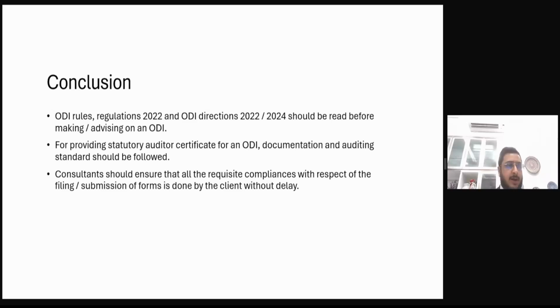So the conclusion is, when you're doing an ODI, you have to go through the rules and regulations of 2022 and the ODI directions of 2022, which are also updated in 2024, and you should read them before you do an ODI. The statutory certificate is an important document. Your documentation has to be perfect. Auditing standards should be followed. And when you're doing consultancy or acting as a statutory auditor, you should always ensure that all the formalities are done without any delay.